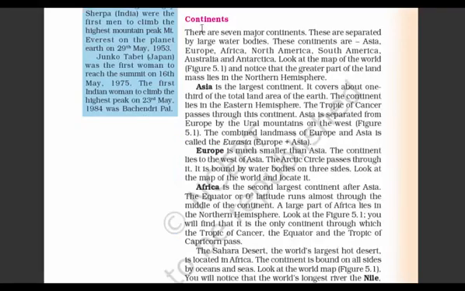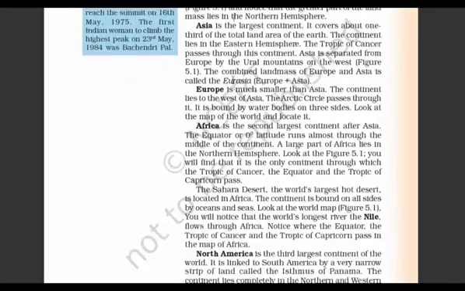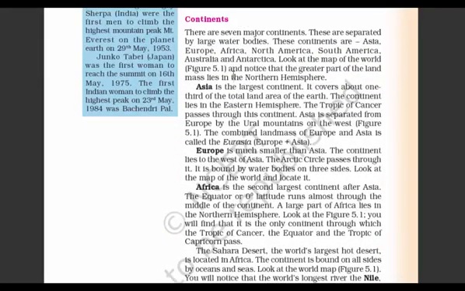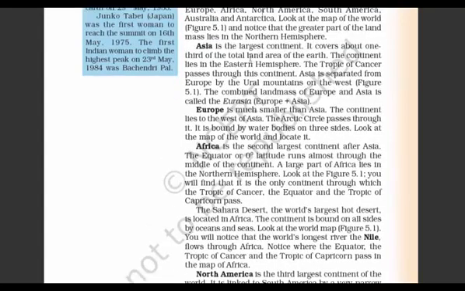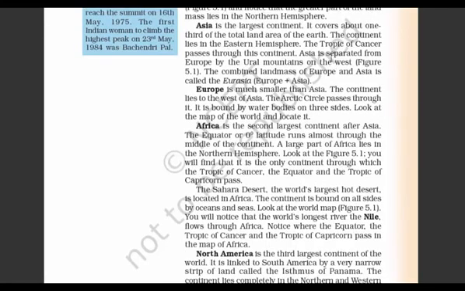Now let's read about continents. So we have 7 continents, and they are Asia, Europe, Africa, North America, South America, Australia and Antarctica. Let's go through each one of them briefly. Asia is the largest continent. Tropic of Cancer passes through the continent. Remember that Tropic of Cancer also passes through India, and India is in Asia. So remember that. And Asia is separated from Europe by Ural Mountains.